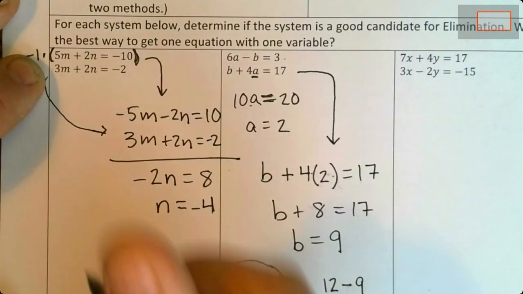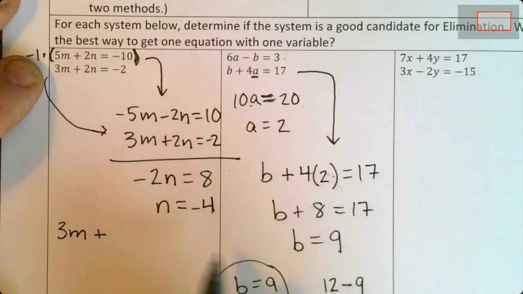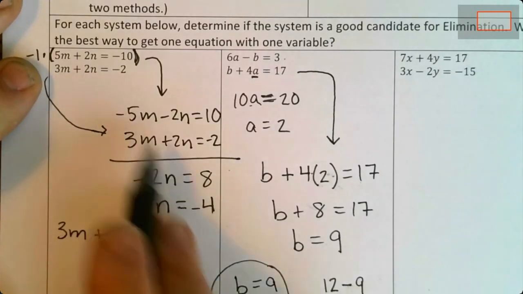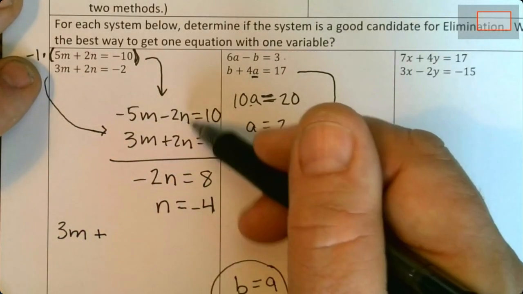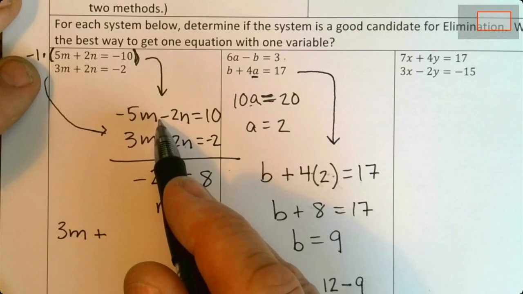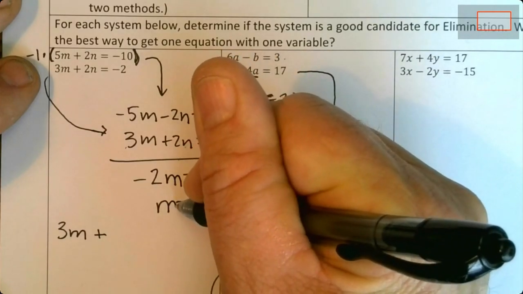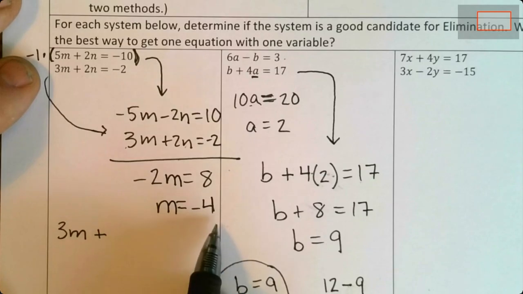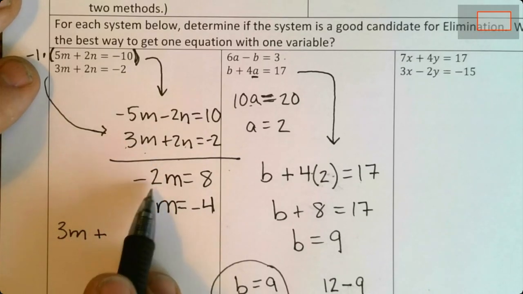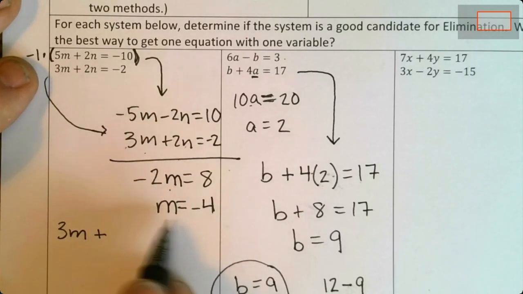So for the bottom equation, I'm going to write 3 times m plus, now I found that this is ridiculous here. I can see this error. My n's eliminated, right? So this is supposed to be a negative 5m and a positive 3m. So this is supposed to be m. So what I found was m was negative 4 because a negative 5m plus a 3m becomes negative 2m. It doesn't become n. The n's got eliminated. So I know now that m is negative 4.